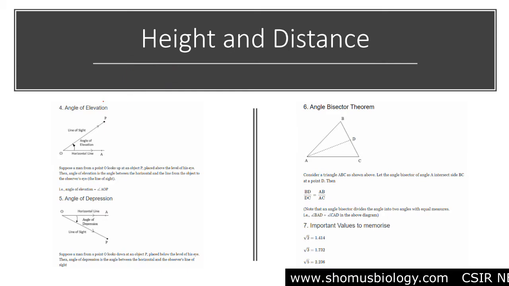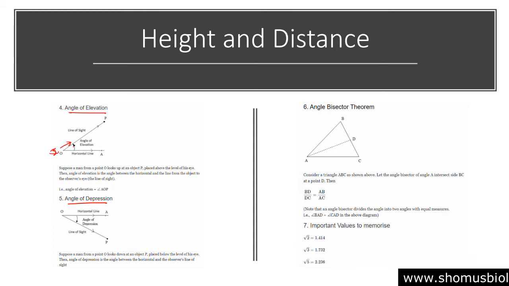Now in height and distance, two kinds of angle will be discussed. One is the angle of elevation, another one is the angle of depression. Angle of elevation is when a person is looking in some direction from the ground. Angle of depression is when someone is standing on top and looking at the bottom. But in both angle of elevation and angle of depression, that direction of sight becomes the hypotenuse. That is the hypotenuse value.